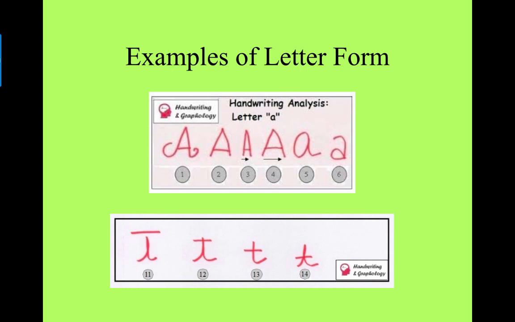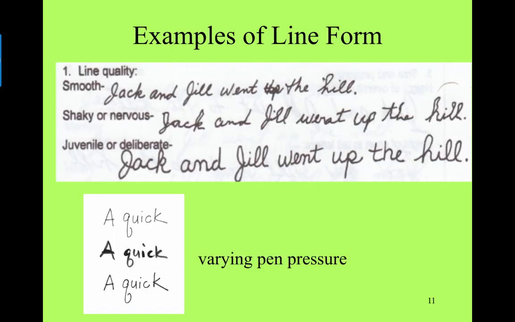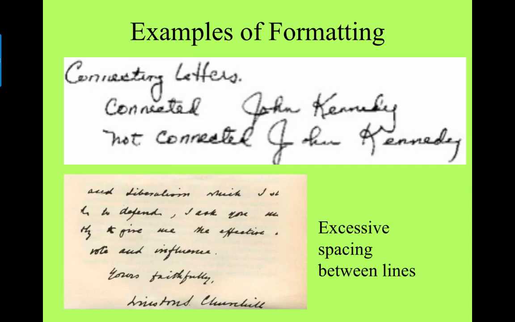A couple examples of letter form. Look at all the different letter A's that people can write, different places that they cross their T's. According to graphologists, the person on the left is ambitious while the person on the right is not, based on how they cross their T's. I don't know, seems not very scientific to me. This slide illustrates line form, smooth lines versus shaky lines. This slide illustrates connected and non-connected letters and excessive spacing between the lines on a page.